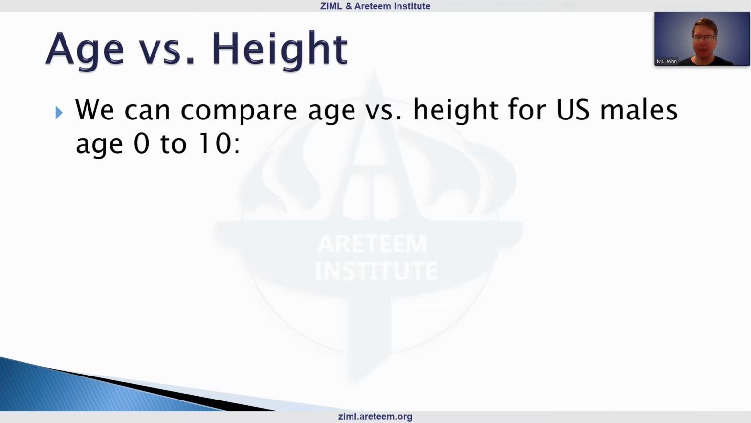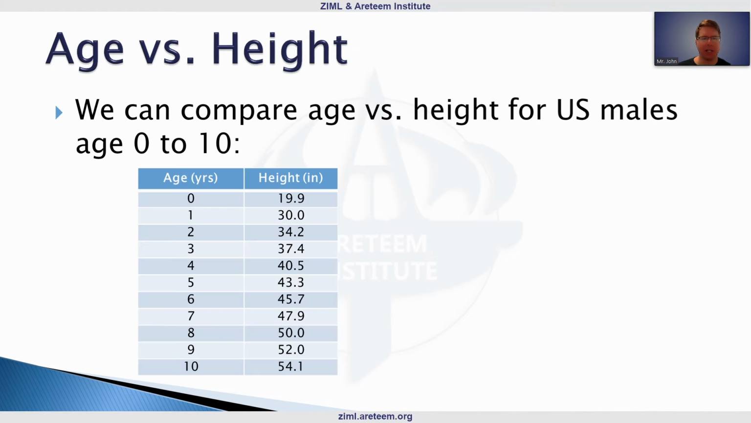For example, what if we want to specifically look at age versus height for US males, and let's do age 0 to 10. If we're talking about data, we might want to organize it in different ways. For example, we could look at the data in a chart. We have the age in years: 0, 1, 2, 3, all the way up to age 10. So we're comparing our kids from age 0 to 10.